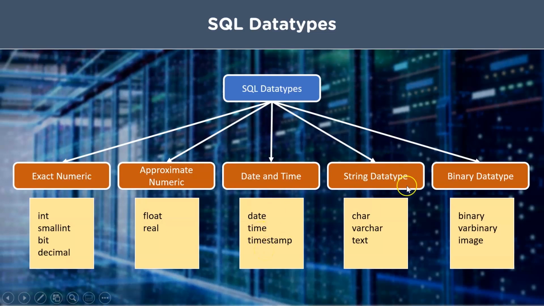Then we have string data types, which include char, varchar, and text. Finally, we have binary data types, and binary data types have binary, varbinary, and image.